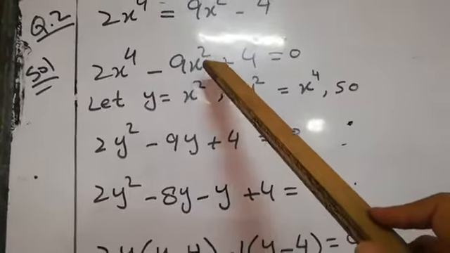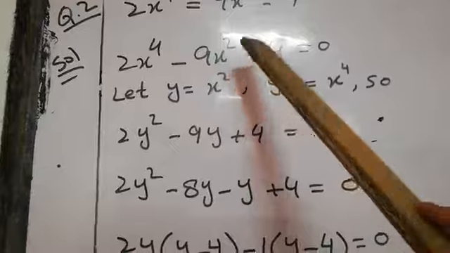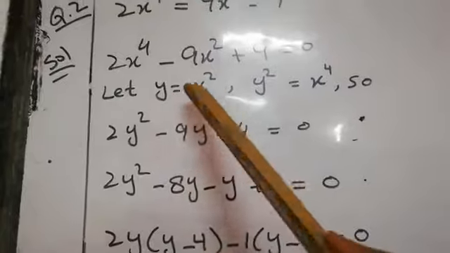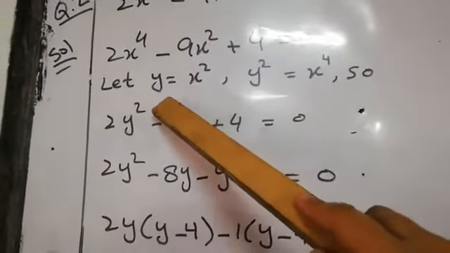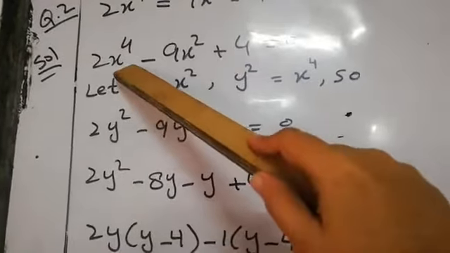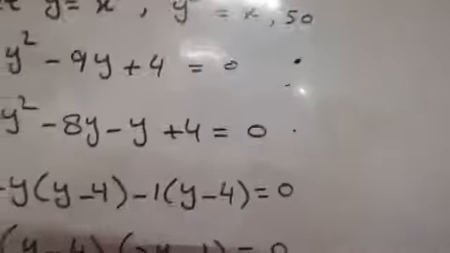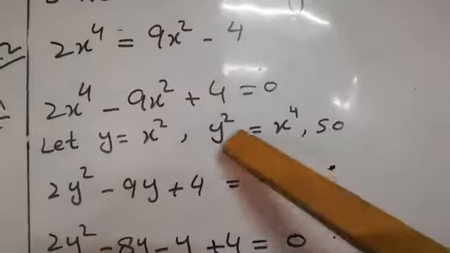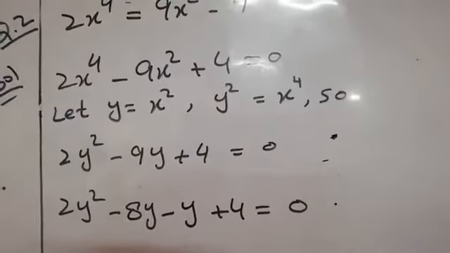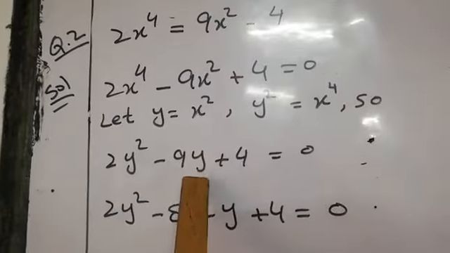We will substitute the smaller term x^2 with any other variable, except x, a, b, c; y as you wish. So here I have put y = x^2 and y^2 = x^4, because when we take the square on both sides, we get y^2 = x^4. Now we put the values: 2y^2 - 9y + 4 = 0. Now you can see that this is the quadratic form in the variable y.